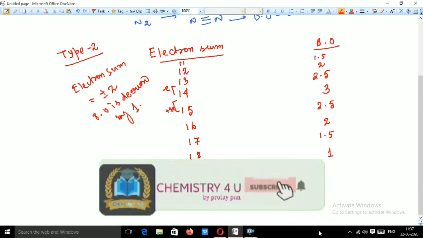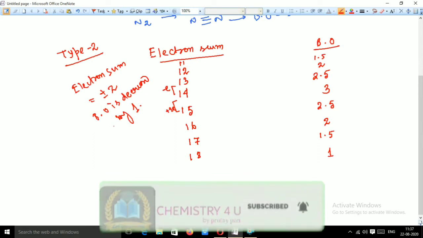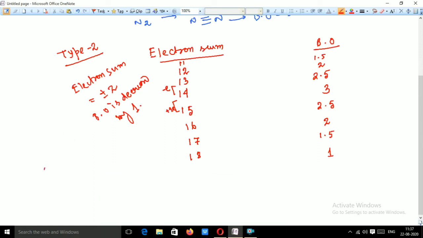Okay, so let's see some examples. In case of nitrogen there are a total of 14 electrons, and 14 electrons means the bond order is 3. So in case of nitrogen the bond order is 3.